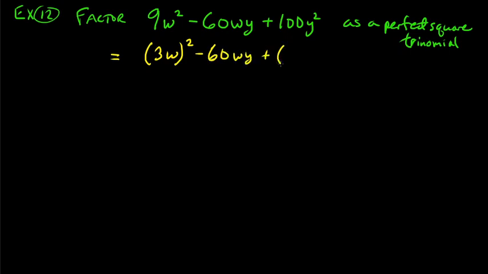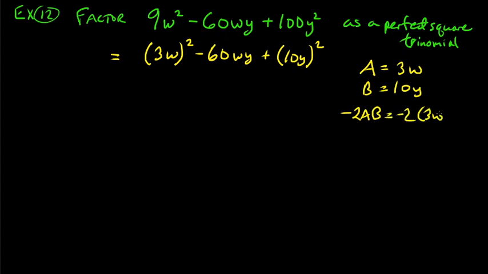And then 100 is just 10 times 10. So this is 10y squared. So my a is 3w. My b is 10y. And because it's a negative, we'll do negative 2ab. So negative 2 times 3 is negative 6. Negative 6 times 10 is negative 60. And this is a perfect match, right? So we know this is a perfect square trinomial.